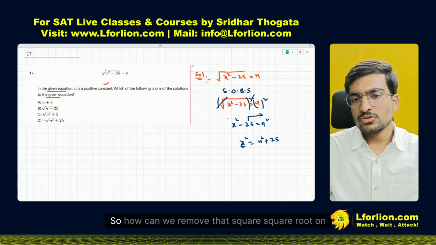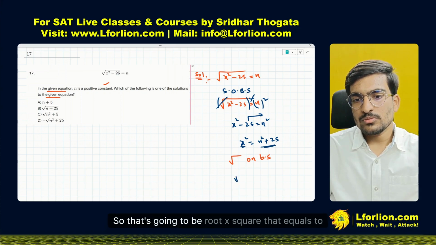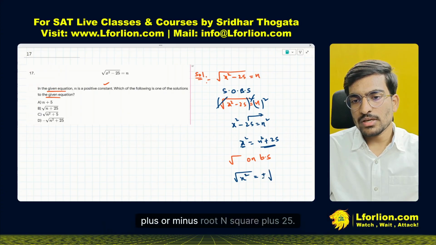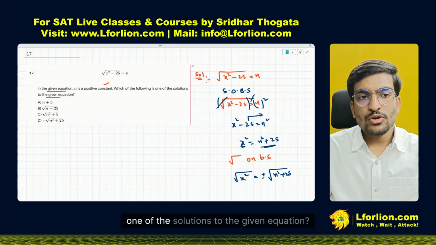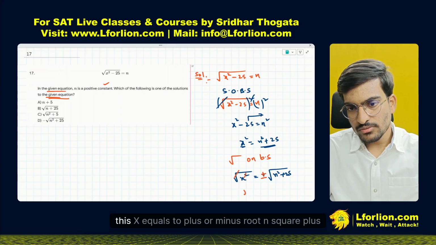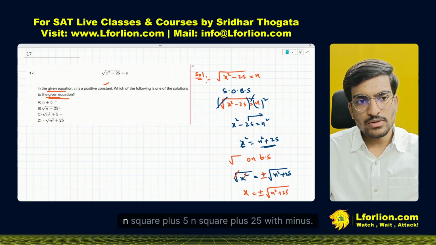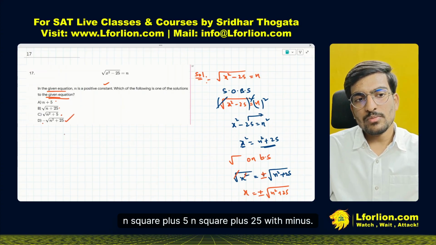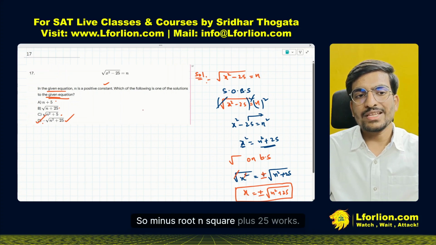We just need x. So how can we remove that square? Take the square root on both sides. Whenever you apply a square root, add plus or minus to that side. So root of x squared equals plus or minus root of n squared plus 25. But the question is, which of the following is one of the solutions to the given equation? So after canceling, x equals plus or minus root of n squared plus 25. Where do we have this n squared plus 25? We have options like n plus 5 and n squared plus 25 with minus. The other one works with plus or minus. So we have two things, and minus root of n squared plus 25 works.